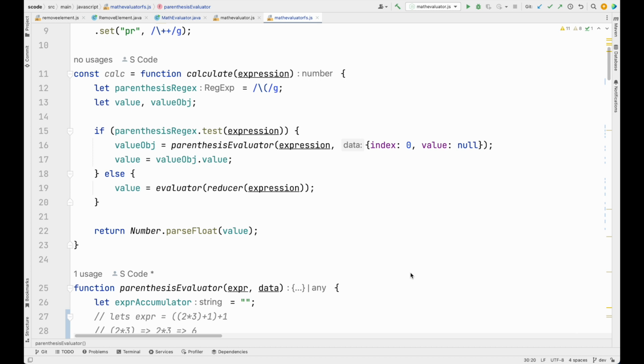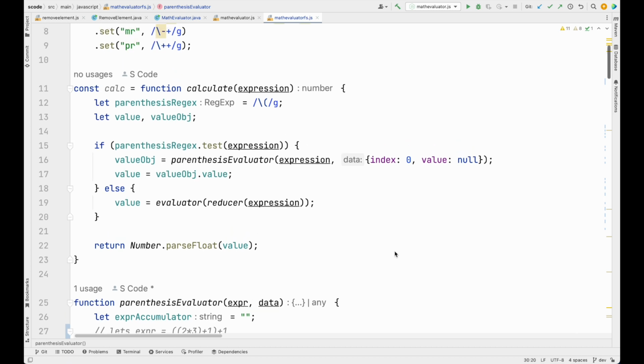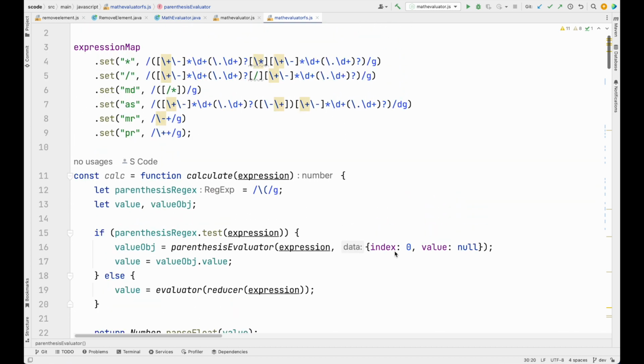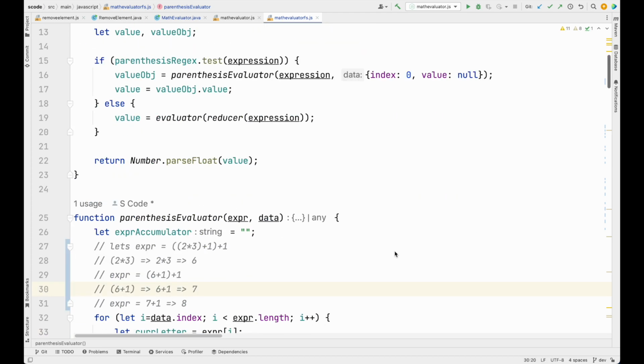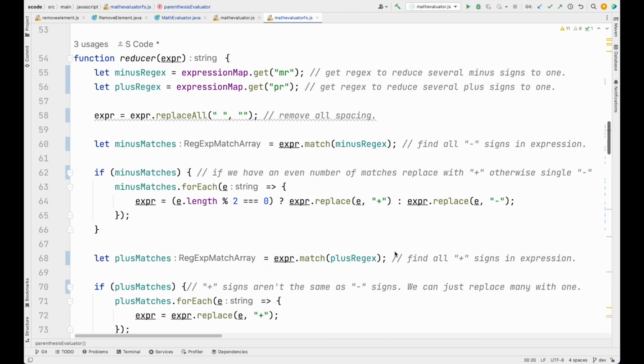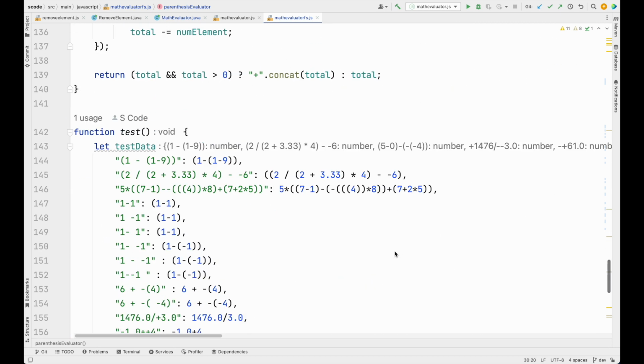Otherwise, we just call our evaluator straight up. We call the reducer to make sure that we reduce the expression to its simplest form, and then we get the answer in the value variable. And then remember, everything is a string, so we just go ahead and parse it as a float and return the value. And that should do it for our code at this point, describing everything within our code. I think that the very next thing we should take a look at is the actual test. Let's go down here and look at the test.